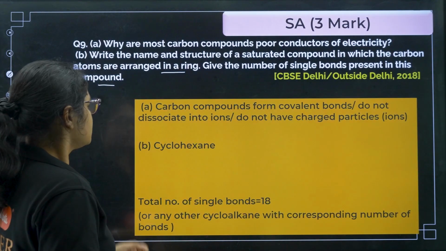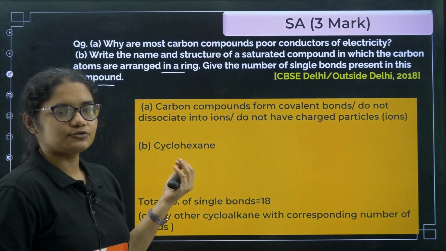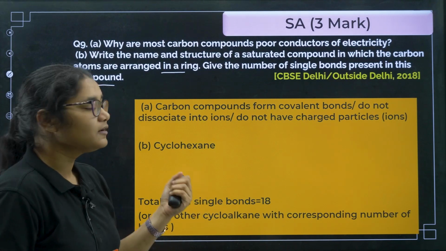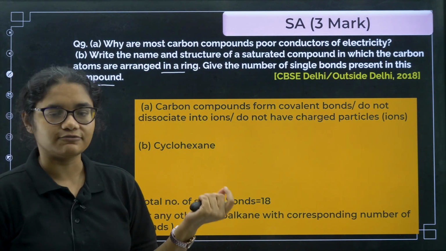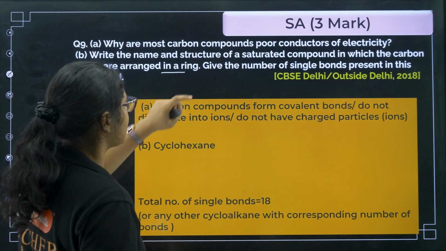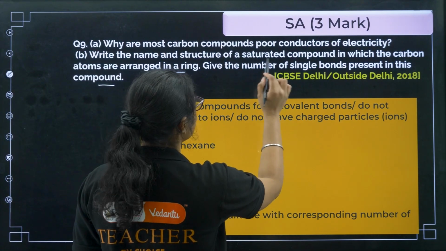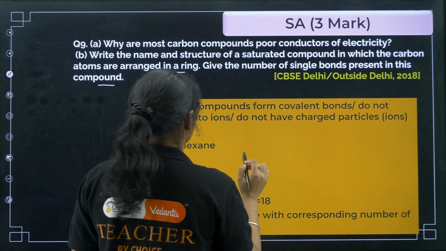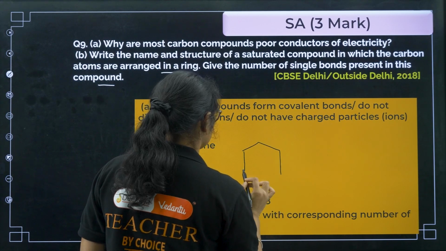Okay, so now you can see the carbon compounds do not conduct electricity because they are covalent in nature. They do not have free ions or electrons. Now there is a structure, a saturated compound in which the carbon atoms are arranged in a ring. You can draw it like this, cyclohexane.